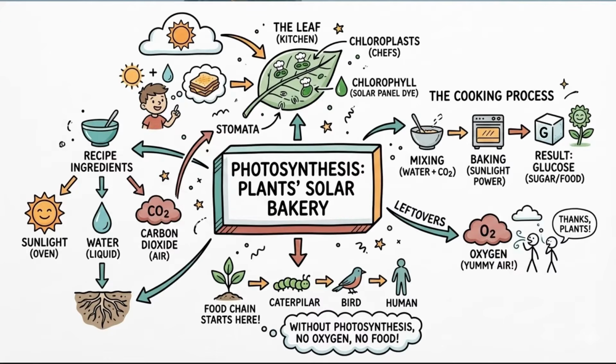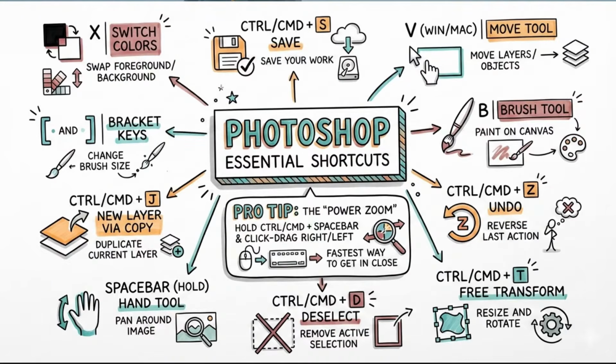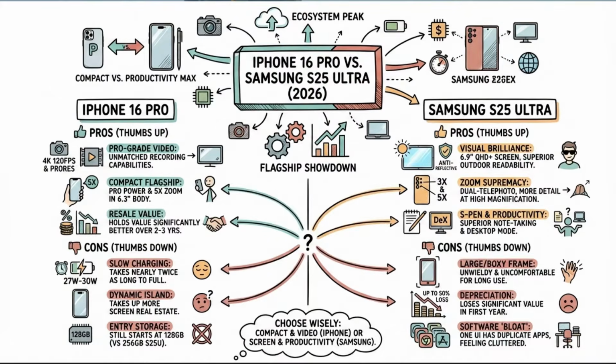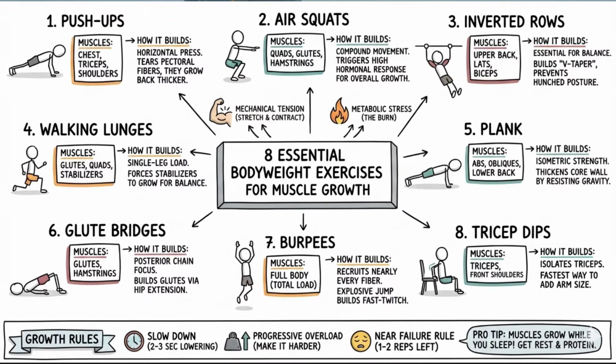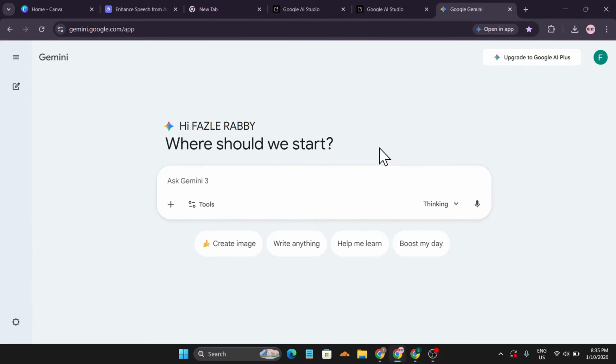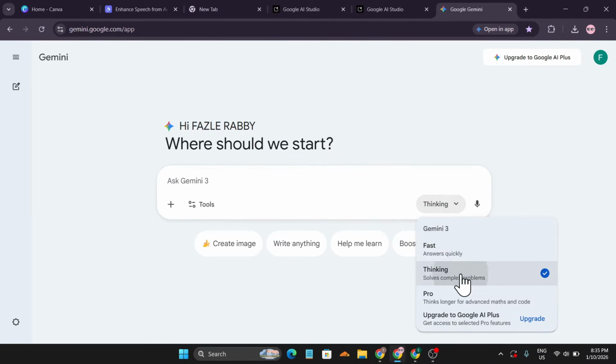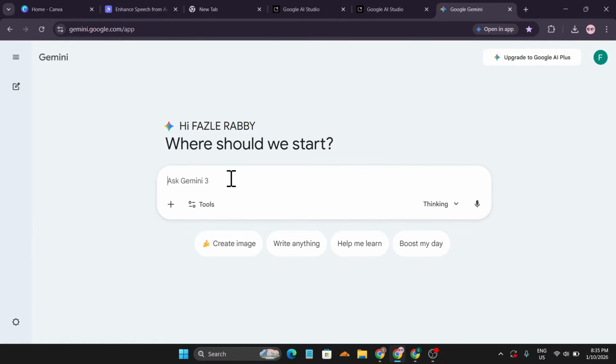So if you want to create this type of sketch notes from your text, you can do this on Gemini for free. So let me show you how you can create this type of sketch notes. First, you need to come over to the Gemini and make sure you select the thinking option here. And after that, you need to provide the command here for your topic that you are going to create sketch notes. For example, I'm just going to provide a prompt here.